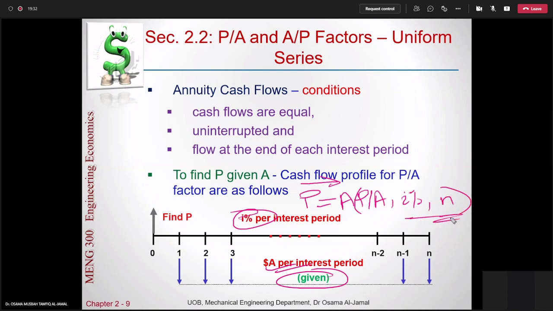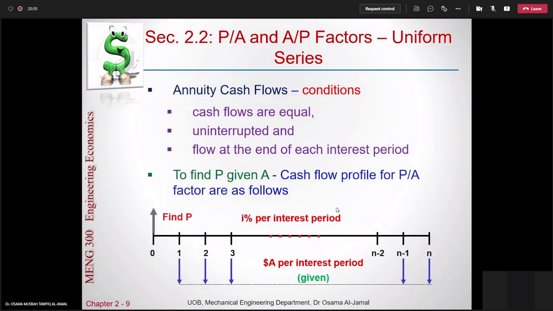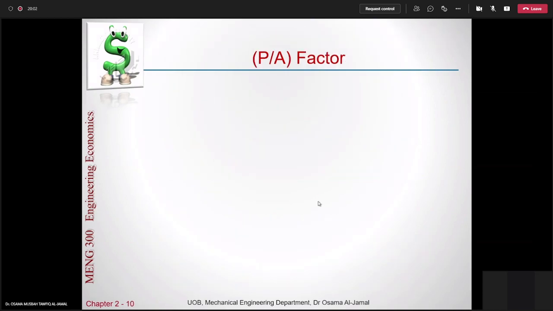Then an N. It's the same as what we did in the last lecture for the previous factors. The only thing is, this depends on what we have in here. Again, going from left to right. We need to find the P, that's why we're going to put the P at the beginning. Given what? Given that A. Let's see it now. The P given A factor.